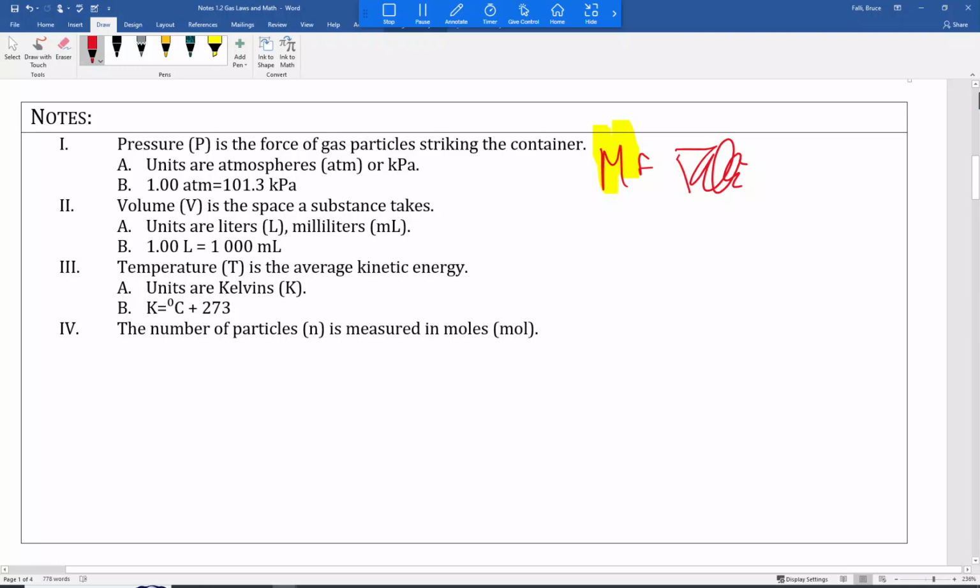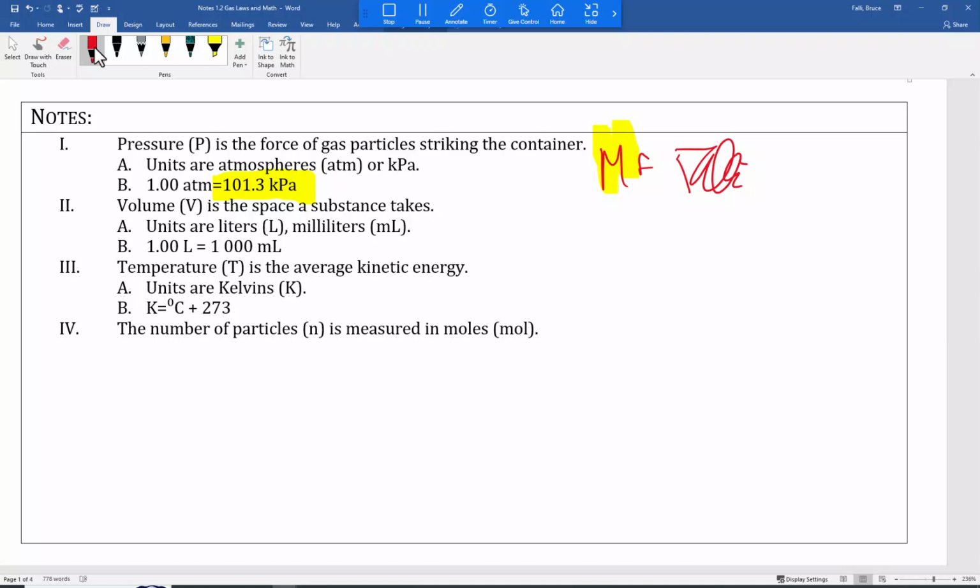So, definitions you should know. Pressure is the force of a gas particle striking the container. Remember, the more pings you had, the more pressure you had. The units for pressure are atmospheres or kilopascals, and we do the annoying thing of making you convert all the time. One atmosphere is 101.3 kilopascals. We are supposed to use kilopascals in the metric system. One atmosphere makes so much more sense though. If you're at sea level, the air pressure is 1 atmosphere.